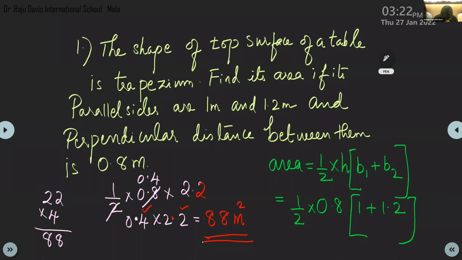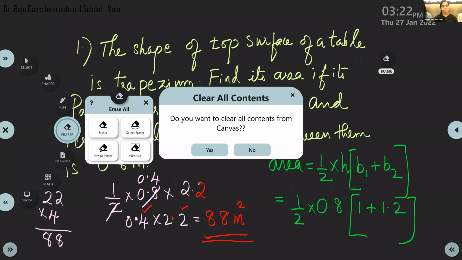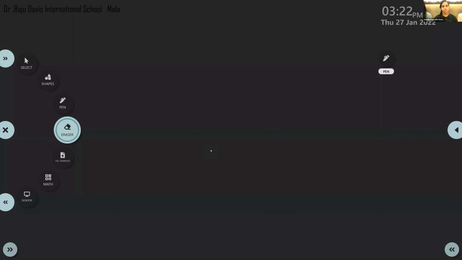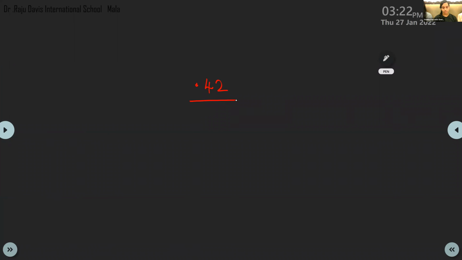How to do division then? Suppose you are asked to find 0.42 divided by 6. What do you do? Simply divide like numbers. 42 divided by 6 you do. 6 sevens are 42, you know. Now, how many decimal places after the decimal point? 1, 2, isn't it? So in the answer also, 2 decimal places should come. So we have to put 0.07.